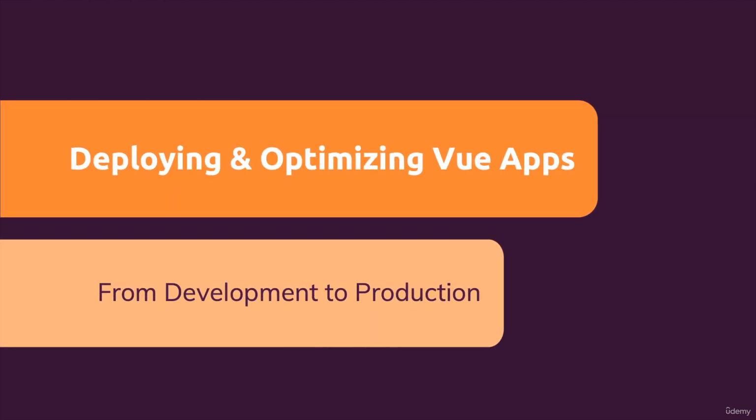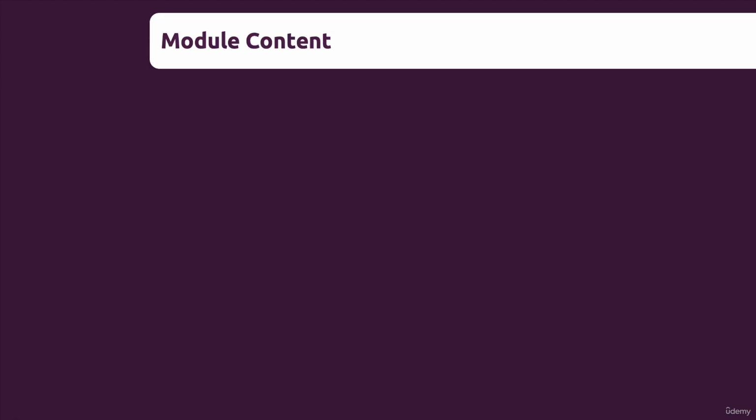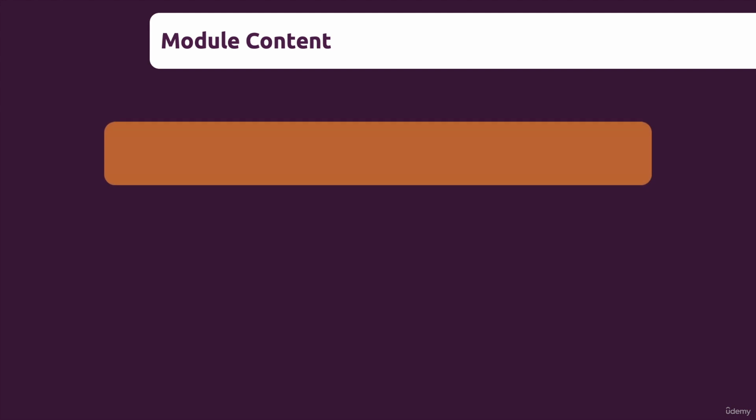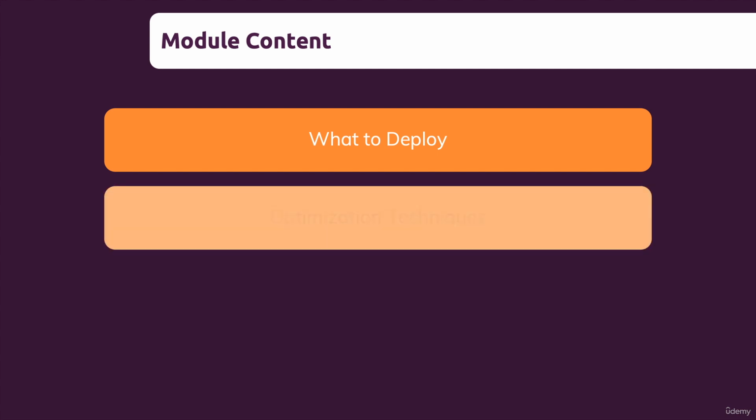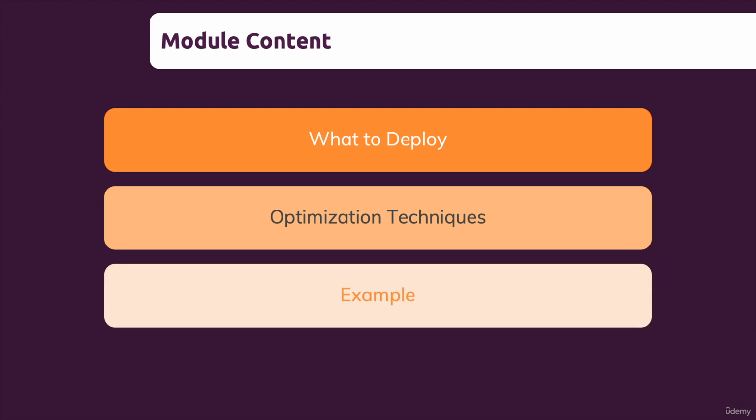You do develop locally on your machine. But of course, ultimately, your goal is not to have your Vue application locally on your computer, but you want to deploy it. You want to bring it onto other servers and share it with other users. And therefore, this module will be about deploying and optimizing Vue apps so that we can get from development to production. And you will learn what exactly deployment means and which files you need to upload where to share your Vue app. We will have a look at optimization techniques or deployment steps, you could say, and we'll see all of that in action at a concrete example.